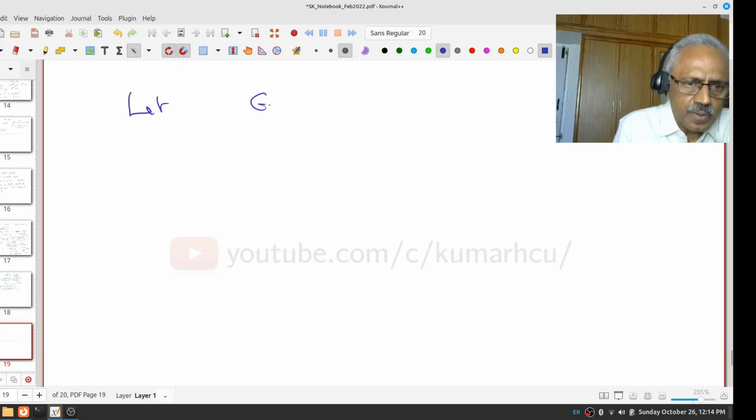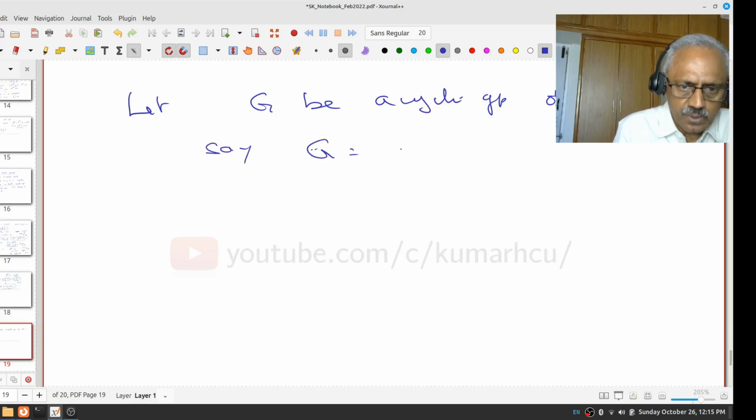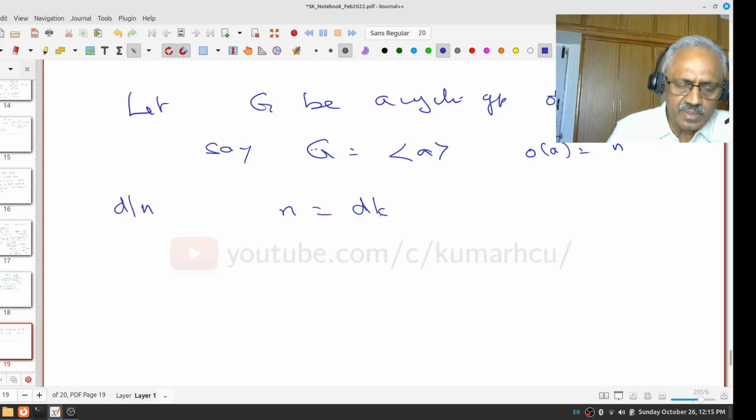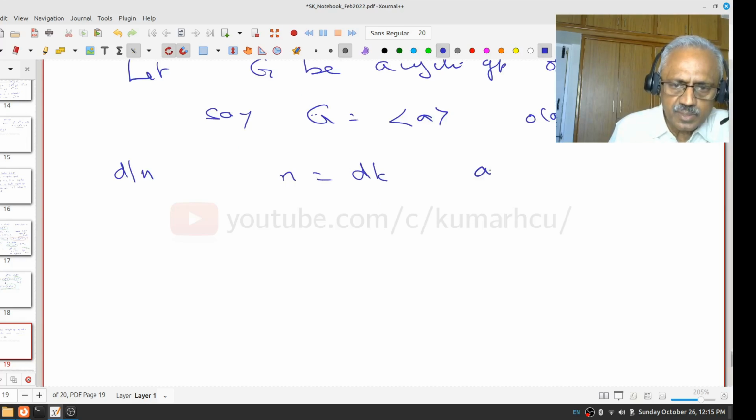So let G be a cyclic group of order n. Say G equals the subgroup generated by a, order of a equal to n. Then we want to say there is a unique subgroup. Let d be a divisor of n. Then I can write n equal to dk. Now let's look at a to the power k. What is the order of a to the power k? That we already know, it is nothing other than d.